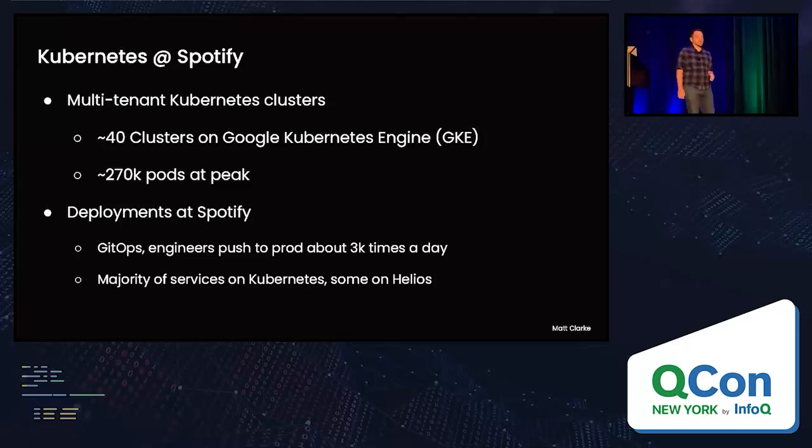It's also important to note that the majority of our services are on Kubernetes. We have some which are on Helios, which is not the Helios that you saw out in the sponsor booth, which I thought was very hilarious. This is our legacy container orchestration system that we're kind of moving away from, moving more towards Kubernetes, which was our Kubernetes migration.